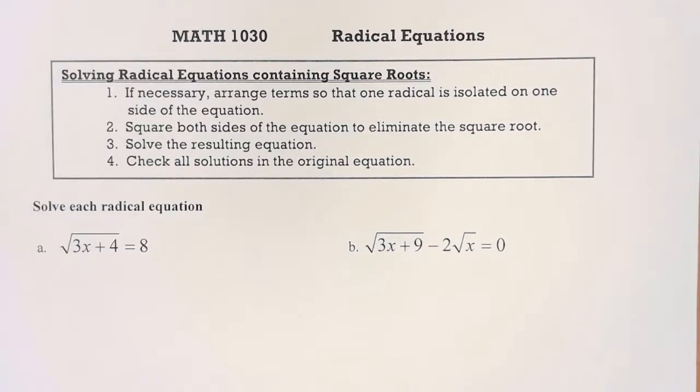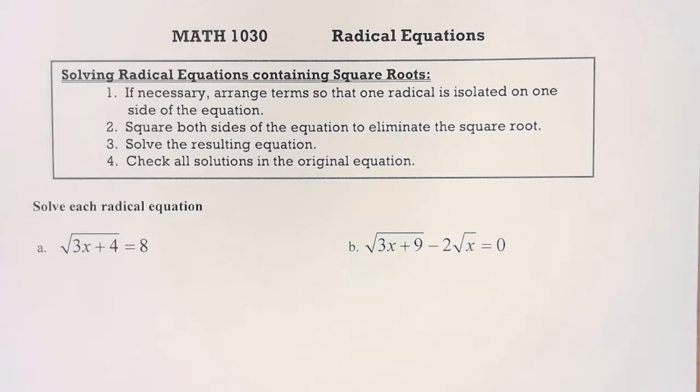Now we're going to solve radical equations. I've got steps that I need to follow for solving radical equations that contain square roots. First thing, if necessary, arrange terms so that one radical is isolated on one side of the equation. That means to get the radical by itself.